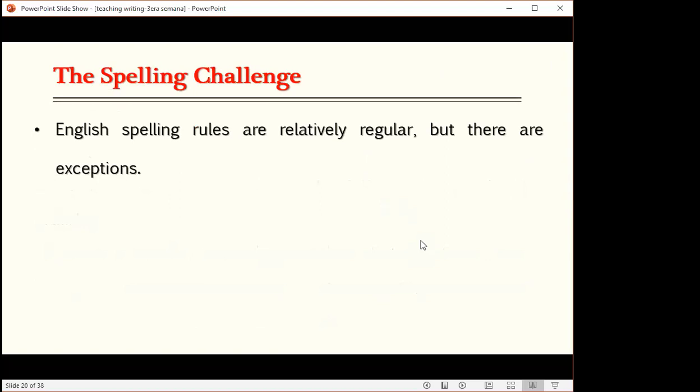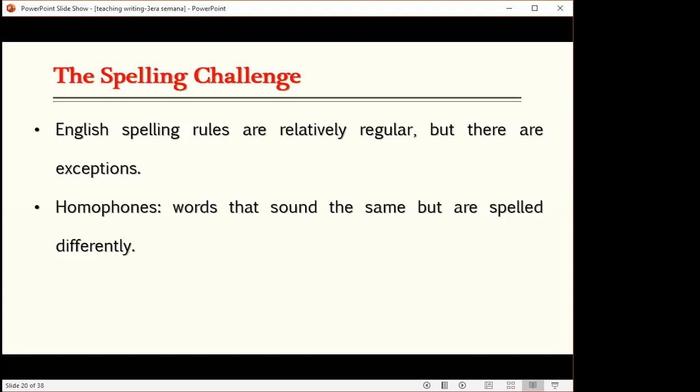As you know, sometimes when we write a word in English, we say, oh yeah, this spelling is so tricky, so complicated. But if we analyze deeply, English spelling rules are relatively regular, but we also have some exceptions. Here we could also find homophones, so words that sound the same but are spelled differently. So this is a tricky situation, no?